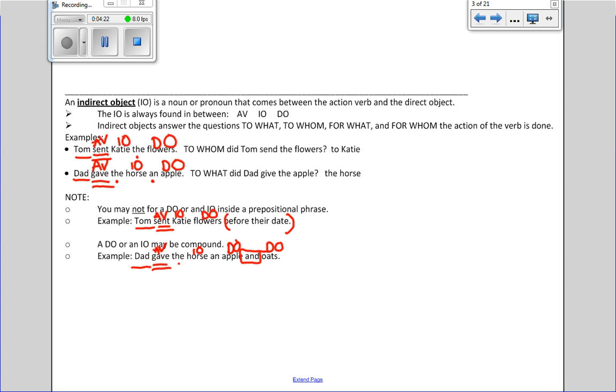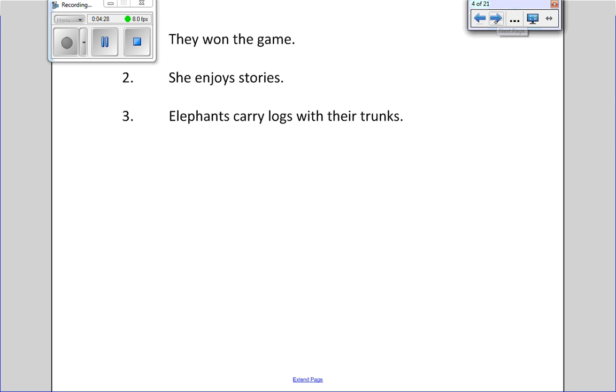Let's try a couple more examples. If you flip the page, you will see these. This is the first practice page in your packet. So they won the game. The subject would be they. What did they do? They won. Is that an action verb? Yes. So now that it's an action verb, you can look for direct and indirect objects. So they won what? The game. So you would put a DO above that.